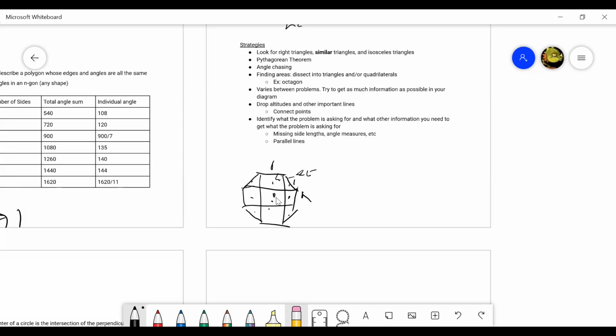It would actually be root 2 over 2 as a side length for this right triangle. So yeah, you can't really assume anything. You actually have to figure out from what you definitely know, then go from there. So if you want to try out finding the area of an octagon, feel free.